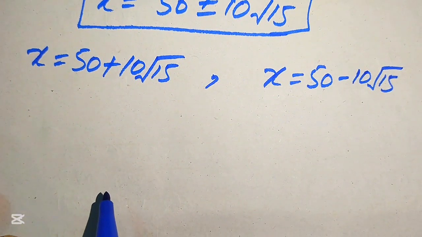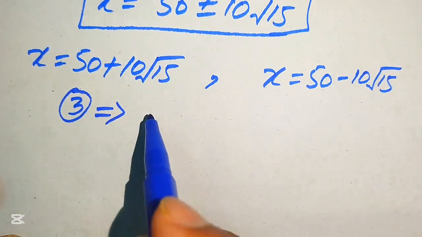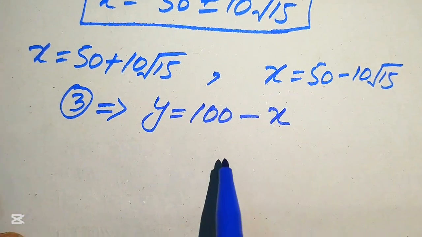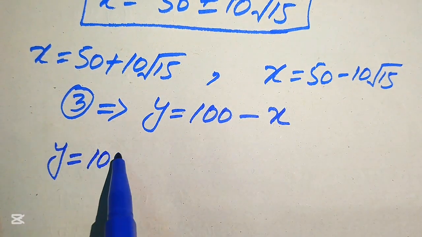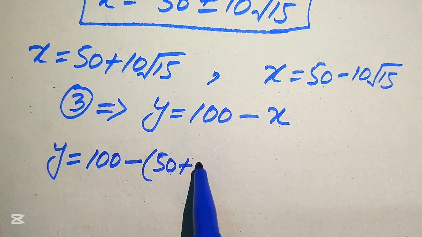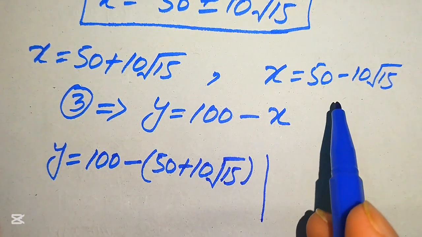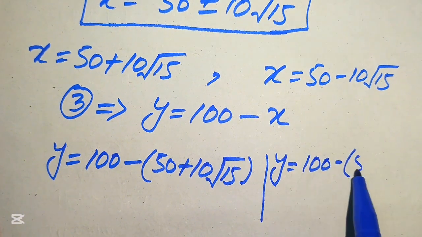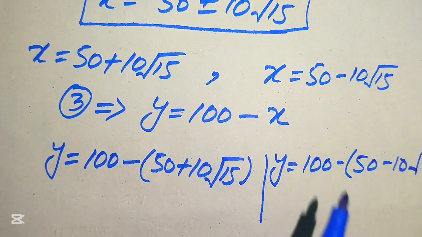So in order to find the values of y, we need equation number 3 here. So that equation number 3 implies that we copy down this equation here. It is y equals 100 minus x. We substitute these two values of x here, and it will be written as y equals 100 minus x. Here we put this value of x, and it will be written as 50 plus 10 times the square root of 15. And in this case we put this value of x here, and we get y equals 100 minus 50 minus 10 times the square root of 15.